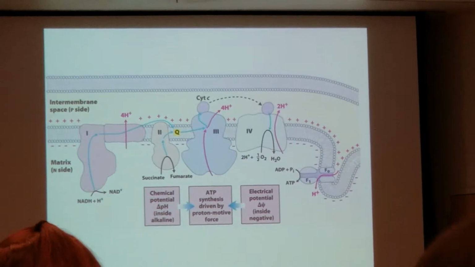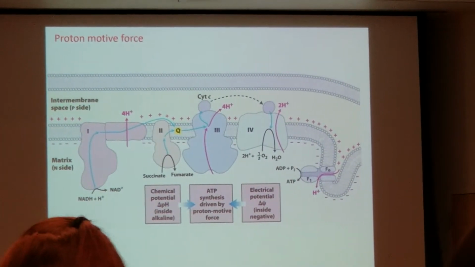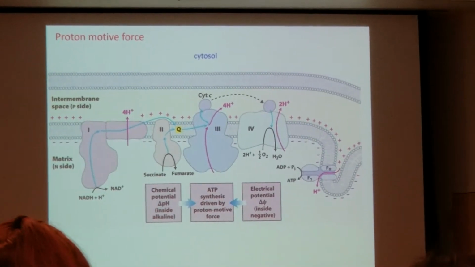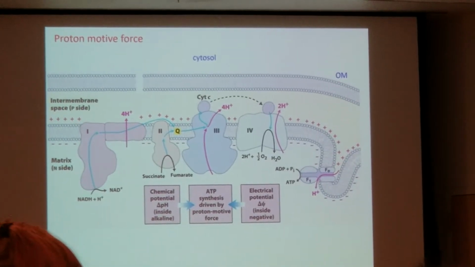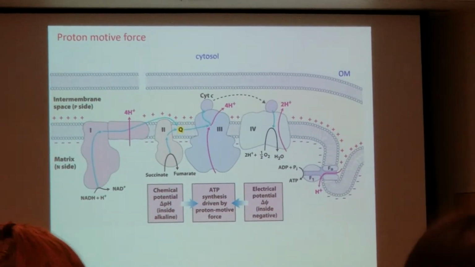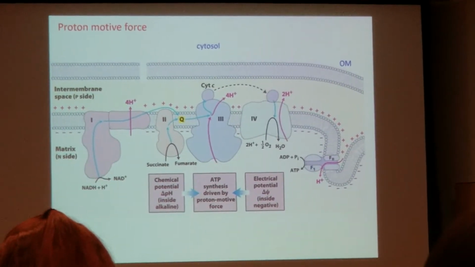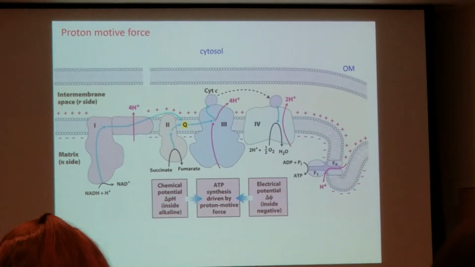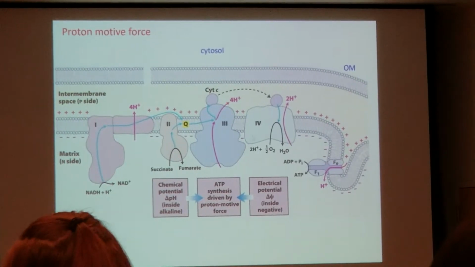Okay, so we're back to this diagram here. And we're going to look at this proton motive force and make some comments. So out here is the cytosol. Here's the outer membrane of the mitochondria. Remember, there are these pores that allow things of 5,000 molecular weight to go in and out from the intermembrane space to the cytosol or vice versa. And so now we've got complexes 1, 2, 3, and 4.